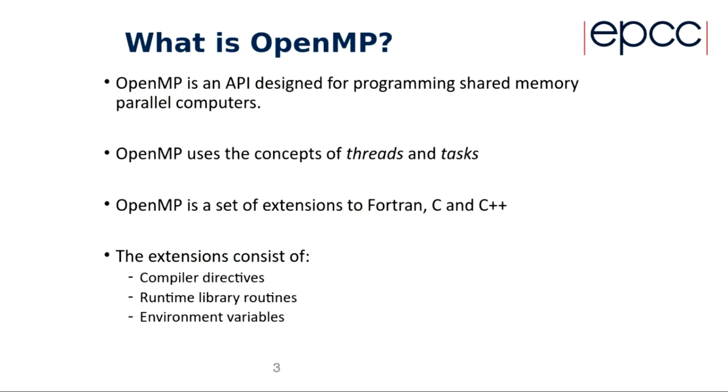So what is this OpenMP thing anyway? It's an API that's designed for programming shared memory parallel computers. No surprise, it uses the concepts of threads and tasks that I've already talked about. It's a set of extensions to Fortran, C, and C++. And those extensions consist of three things. Most importantly is compiler directives, which I'll say more about in a minute. There are also runtime library routines, and there are some environment variables.